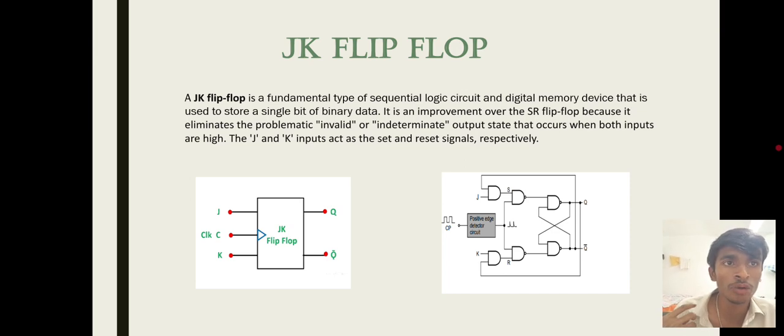It is an improvement over the SR flip-flop because it eliminates the problematic invalid or indeterminate output state that occurs when both inputs are high. The J and K inputs act as the set and reset signals respectively. The JK flip-flop operates based on the combination of inputs J and K during a clock pulse, typically on the rising edge.